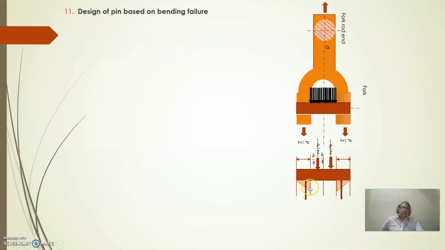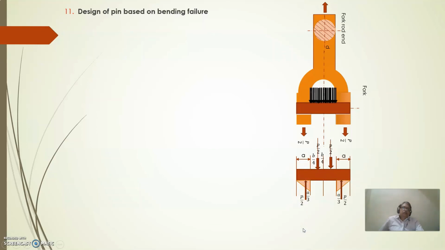The reaction is a triangular, right-angle distribution, because the stress intensity will be more at this point and less here. The resultant will always act at 1 upon 3 from the base. So if A is the dimension, it is A by 3.